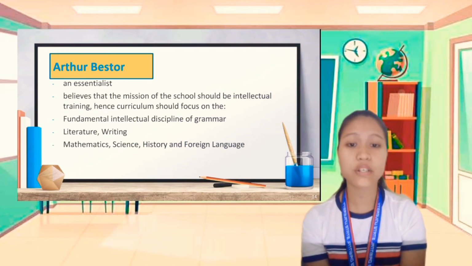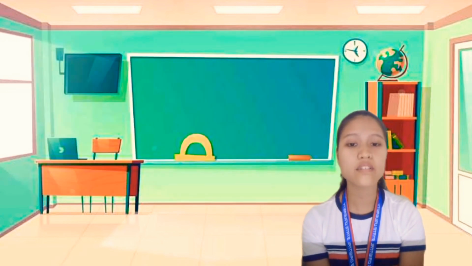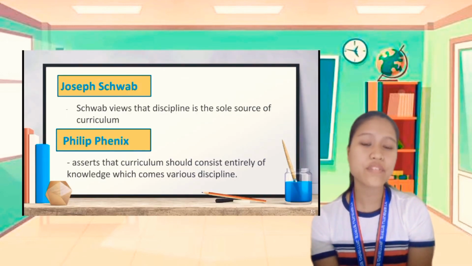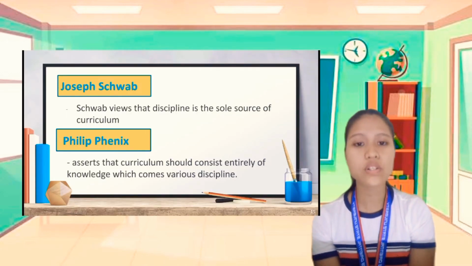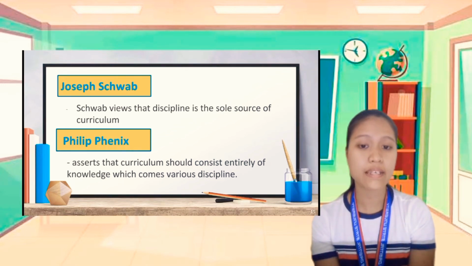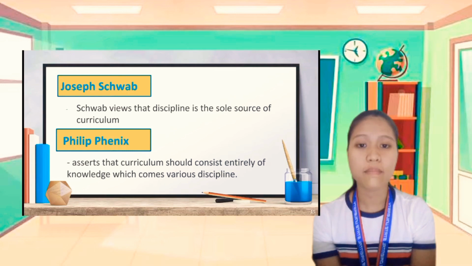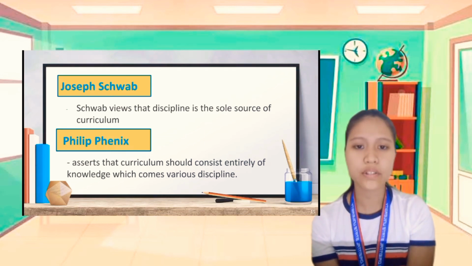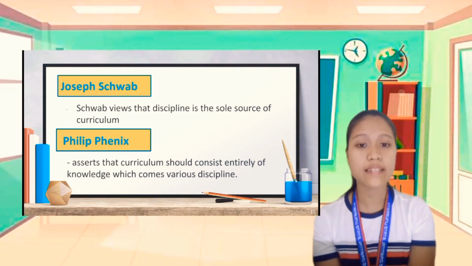He pertains that a curriculum should focus on developing the intellectual aspect of the students. Joseph Schwab believes that discipline is the sole source of curriculum, wherein the subject areas in basic education are mathematics, science, social studies, English, humanities, and language. He said that curriculum should consist only of knowledge.